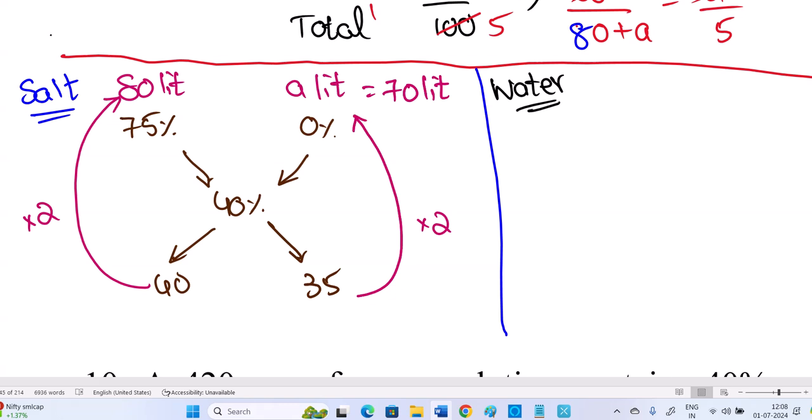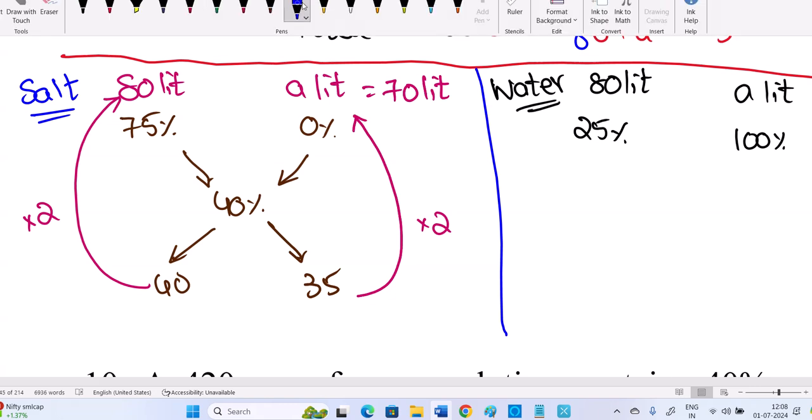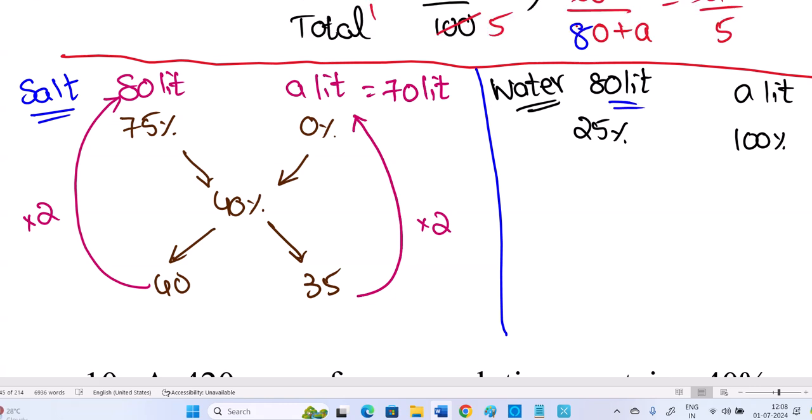Initially, salt is how much? 75%. Water is 25 percentage. Out of 80 liters, 25 percentage is water. Then what are you adding? How much water to be added? You are adding A liters of water, 100% here. Why 100%? Because you are adding water. Okay. Overall, finally salt is 40%, which means water will be 60%.